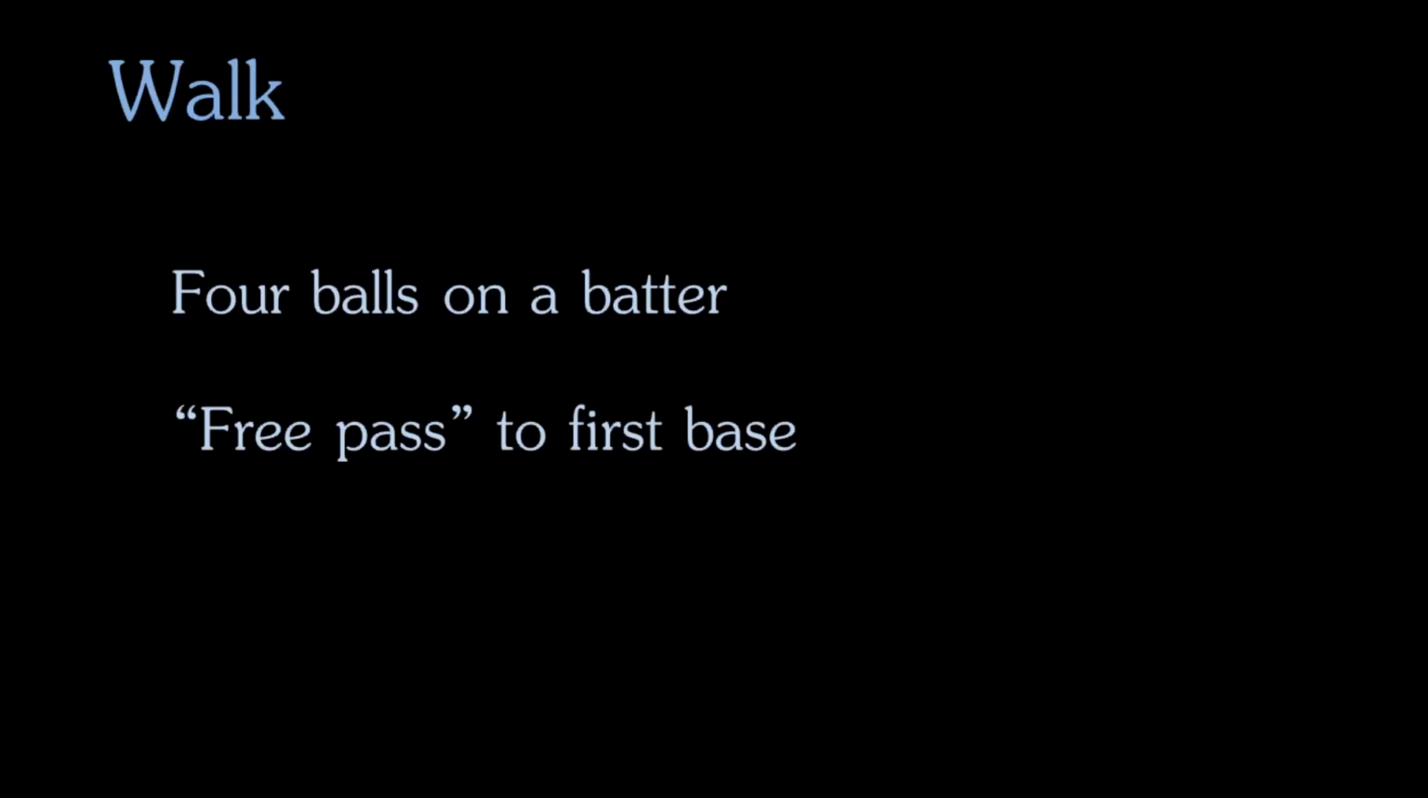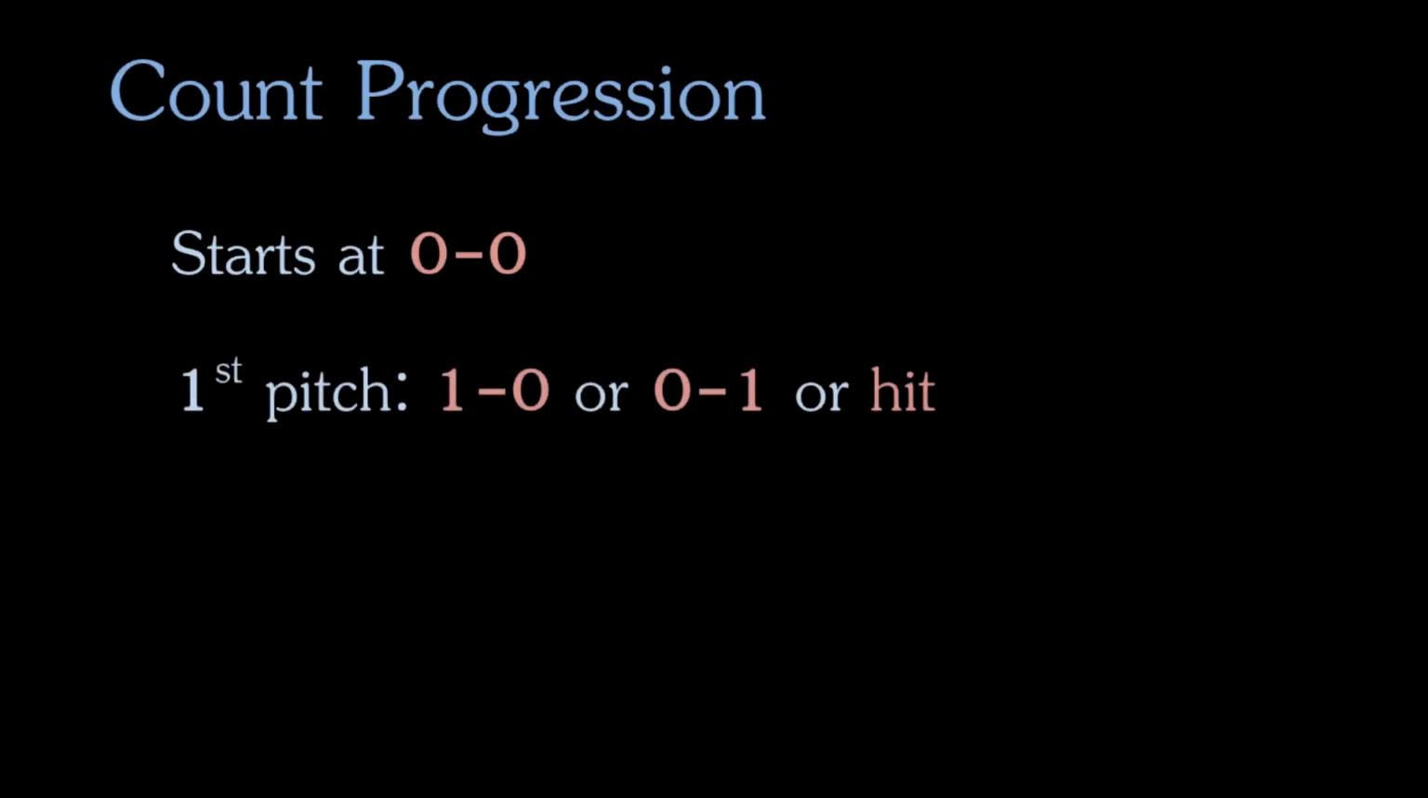Okay, so now that we know that 3 strikes is a strikeout and 4 balls is a walk, let's go back to the count. At the beginning of every at-bat, the count is 0-0, or we would say there is no count on the batter. If the first pitch is a ball, then the count would move to 1-0. If it is a strike, whether it's a called strike, a swinging strike, or a foul ball, the count would be 0-1. The third option, of course, is that the batter will hit the ball into fair territory, and at that point, the at-bat would be over.